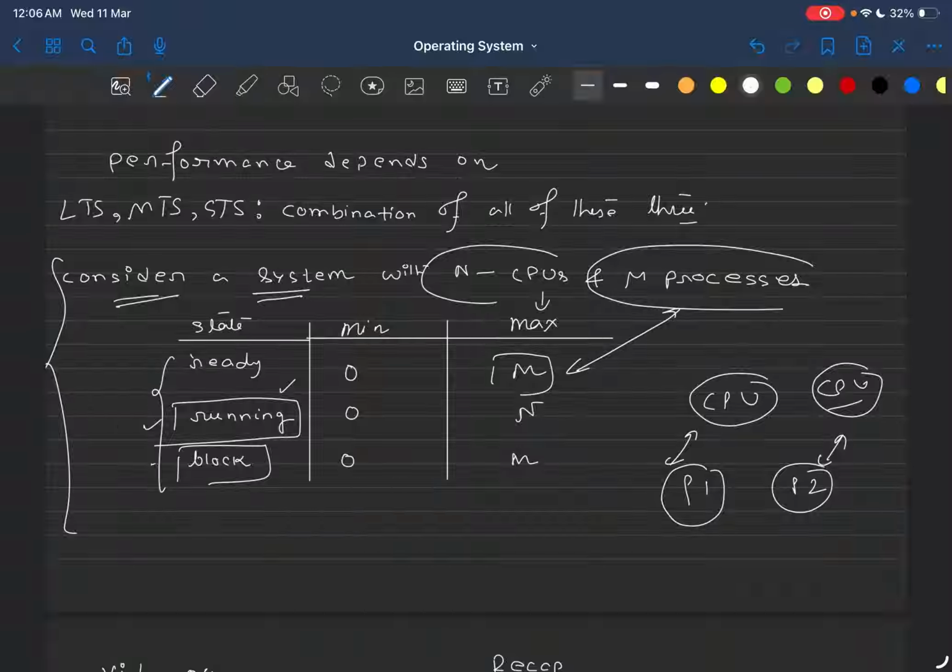So if there are n number of CPUs, at any time at max n processes can be in the running state. How is that? With n CPUs, every process will be assigned to one CPU. So at the end, at max n processes can be running at any single point of time. In block, what is the max number of processes that can be in the block state? Let's say m processes are there, and somehow all of them are waiting for IO. As a result, all of these processes will be in the block state. Hope this is clear.